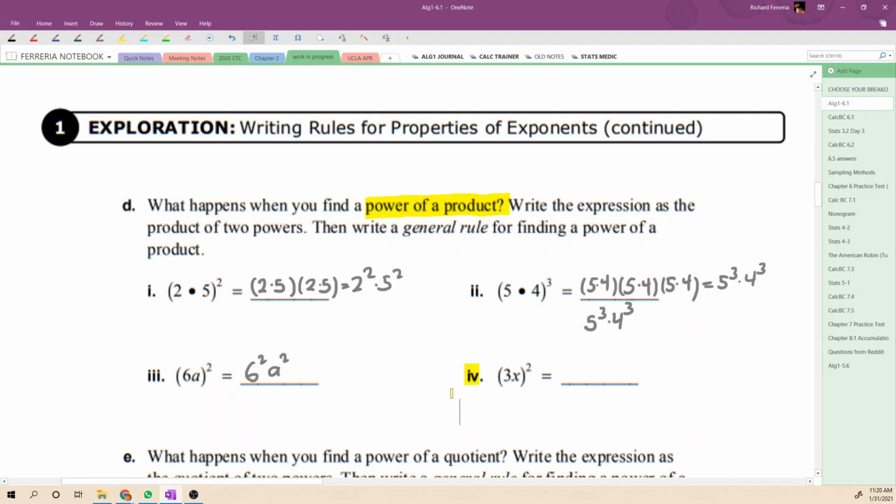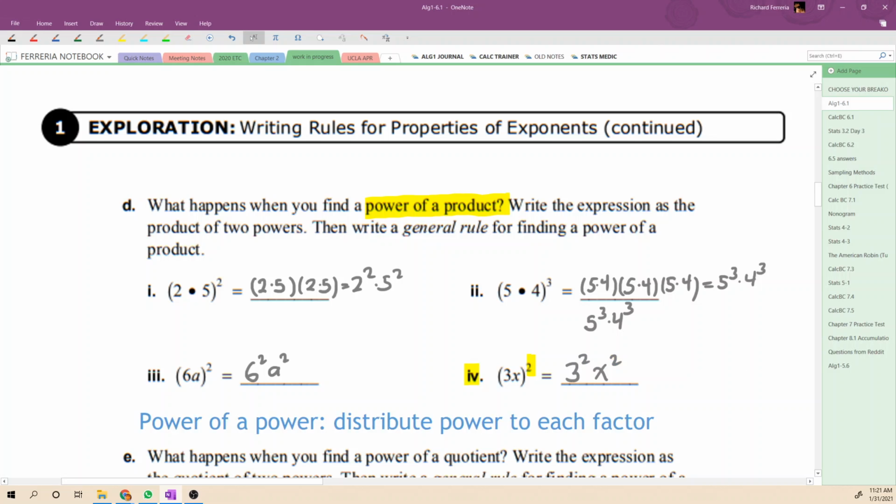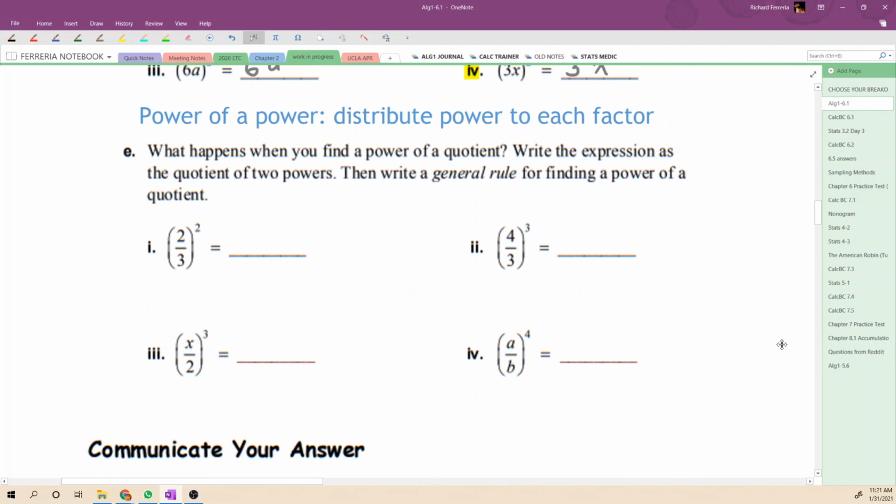And we'll do the same thing here with number 4. We've got a product to the second power. So this is going to be 3 to the second power multiplied by x to the second power. So the rule here seems to be if we have a power of a product, we're going to distribute the power to each factor.